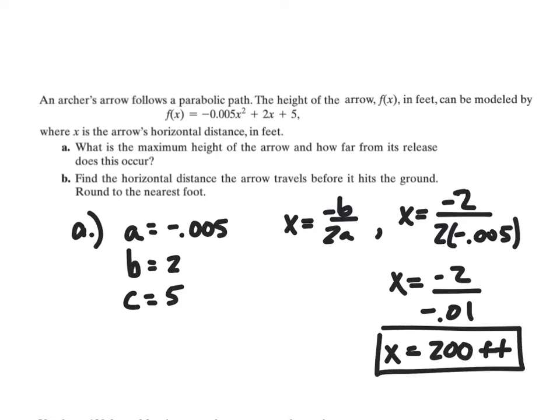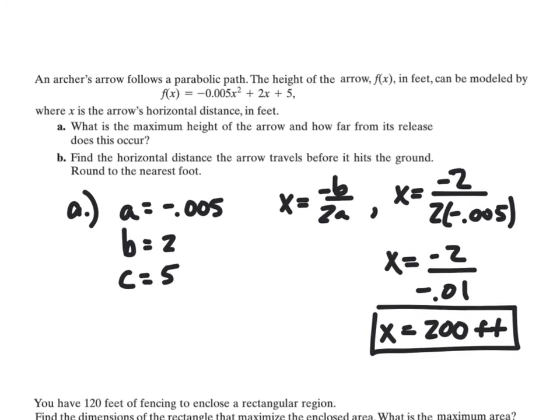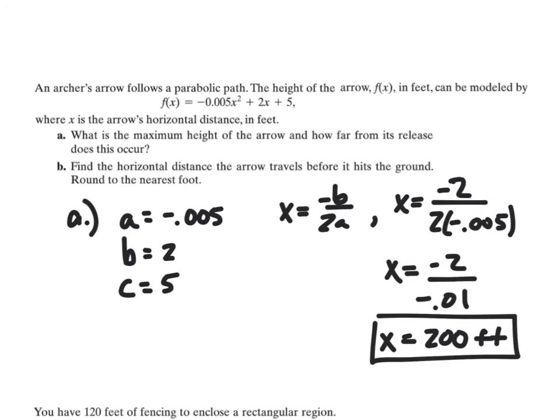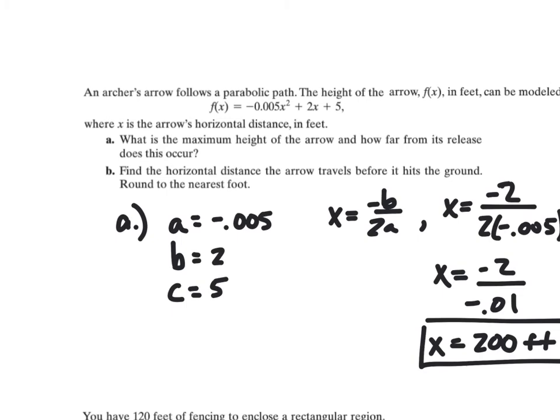Now what I want to do is plug that value into my function. So I'm going to do f of 200. Plug that in, and we're going to get negative 0.005 quantity 200. Let me make some more room. Sorry, running out of room here.